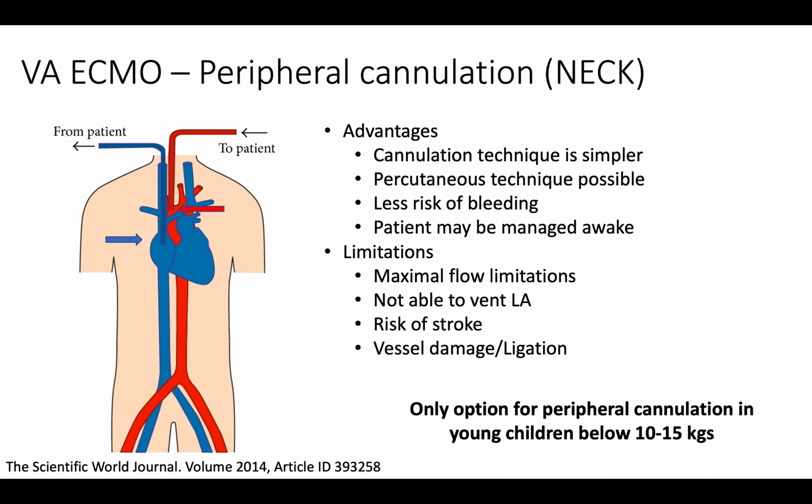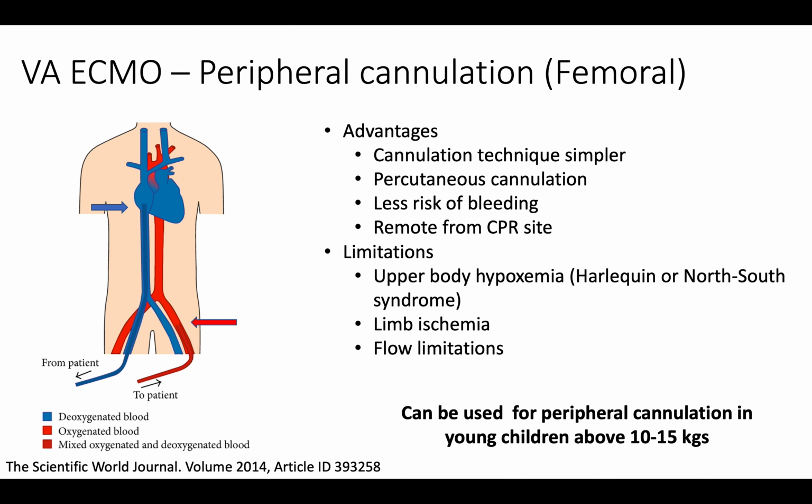In children below 10 to 20 kilos, the femoral vessels are not big enough for cannulation. Only after the child is ambulant, femoral vessels grow in size. Hence, the only realistic option for peripheral cannulation in children below 10 to 20 kilos is the neck. For children above 10 to 20 kilos, femoral vessels are a viable alternative to neck cannulation.